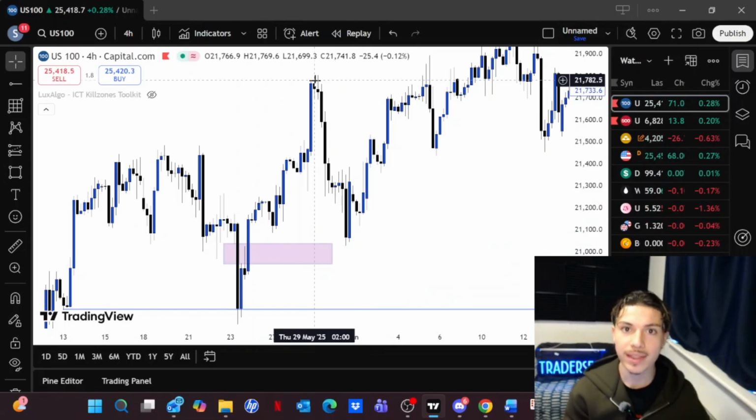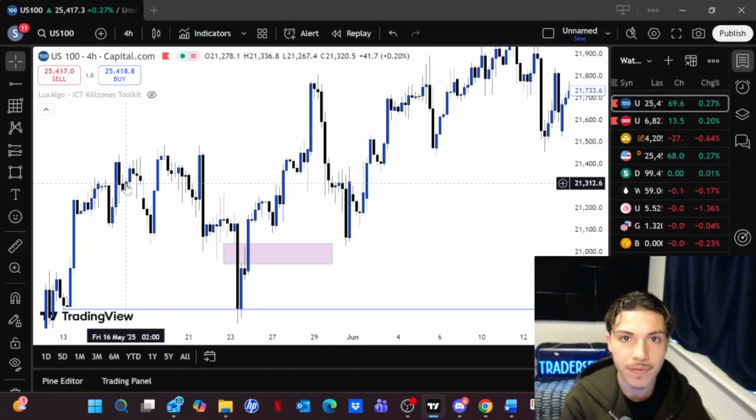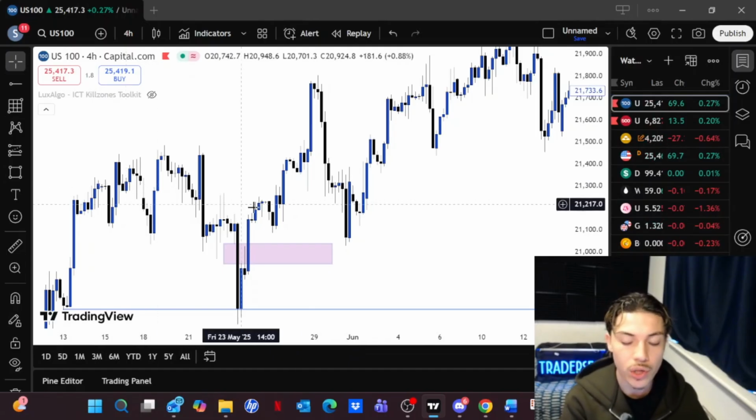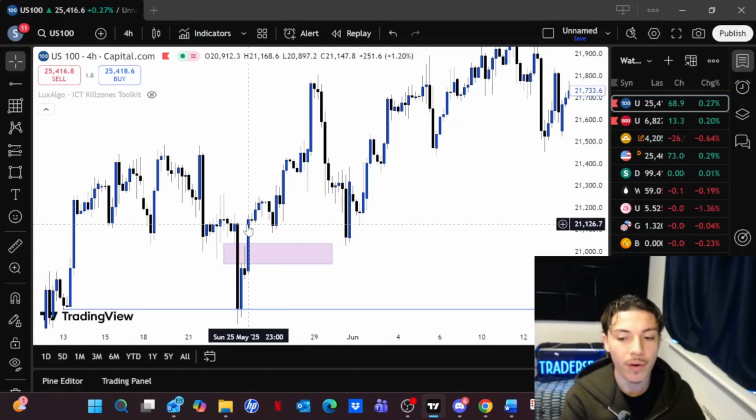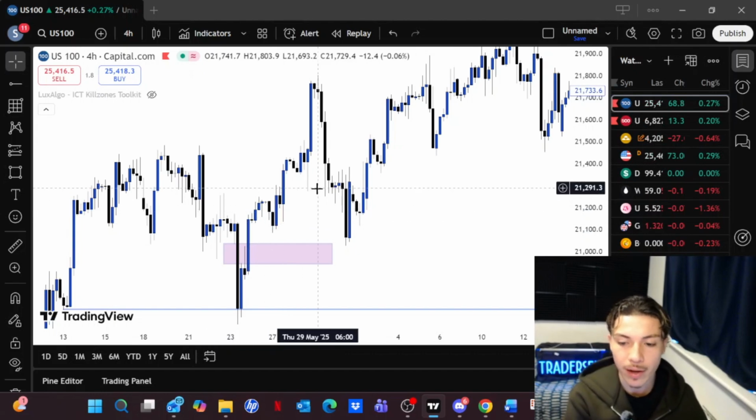Now, this is very important that you understand this. This analysis is done on the 4-hour time frame. I am not a swing trader, so I am not going to take a trade right here based purely off a 4-hour analysis. However, what is this going to allow me to do? And what is this going to help me to do?